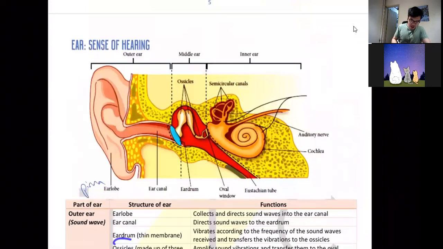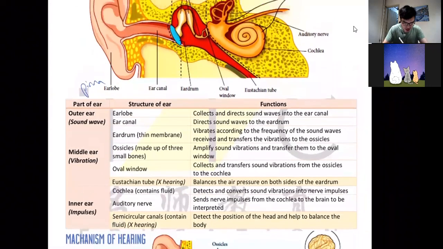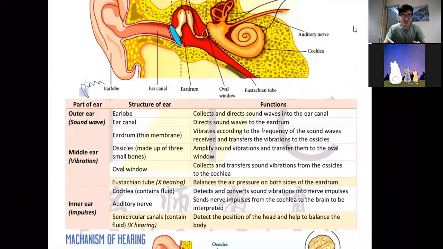Eardrum is our middle ear. This is called gegendang telinga. As the name says, it's like a tunnel. When you dig your ear, you're digging here. Your earwax is all here. It's usually oily and waxy because this is sort of a protection. You don't want to allow bacteria to go in.